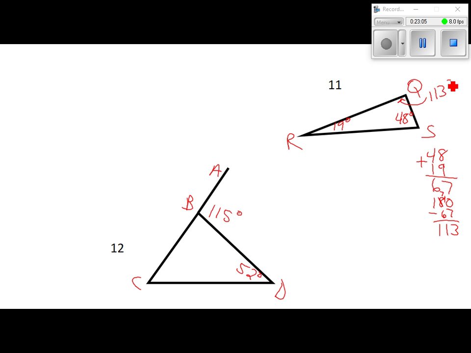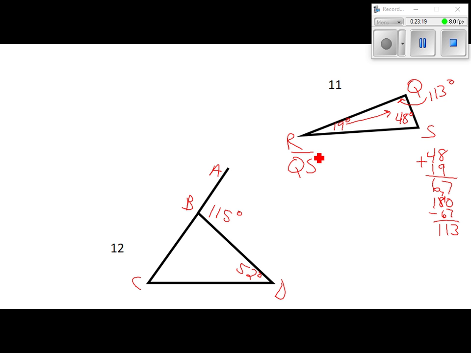We want to list the sides from shortest to longest. So the shortest side is always going to be across from the smallest angle. So the 19 degree is the smallest angle, so the side across from that is QS.